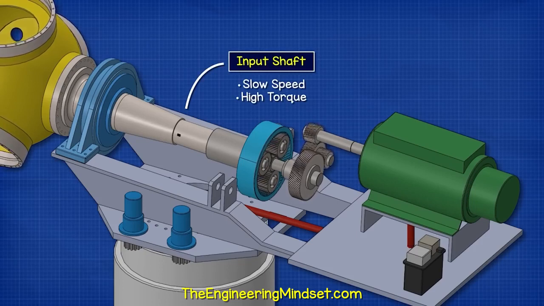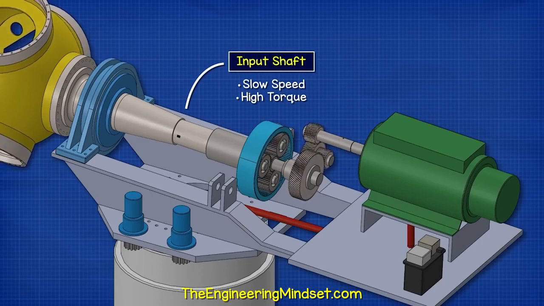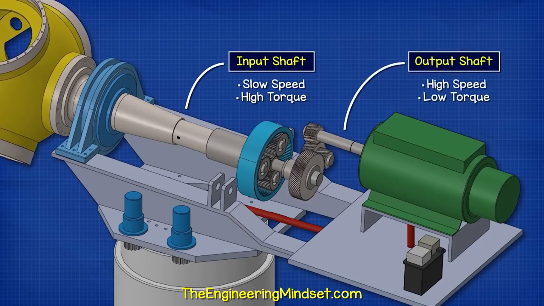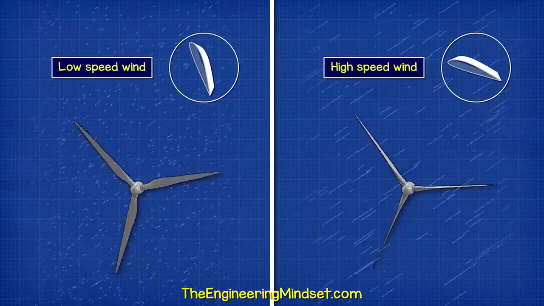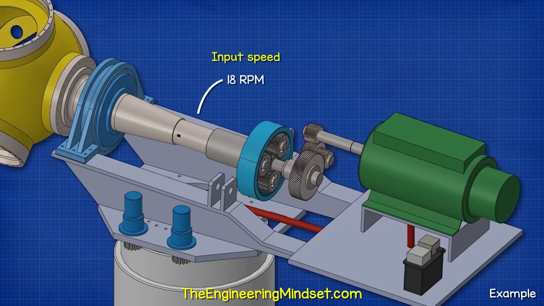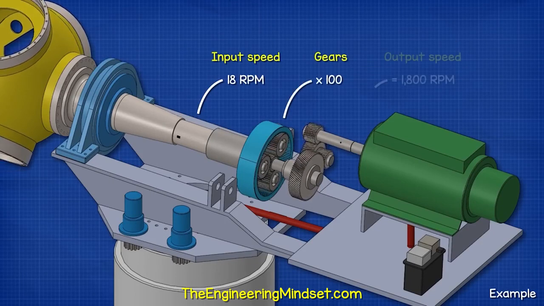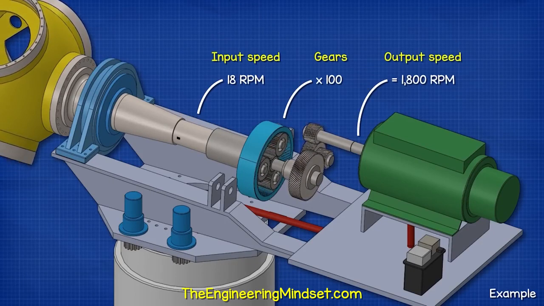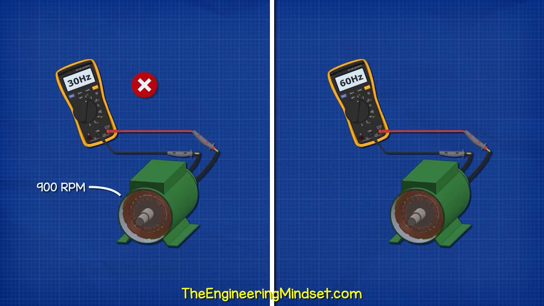The input shaft is low speed but high torque. The gearbox converts this into high speed, low torque. The rotational speed is controlled by the pitch of the blades, so the input speed might be just 18 RPM and the output speed is 1800 RPM. We need to achieve this speed to control the output of the generator.